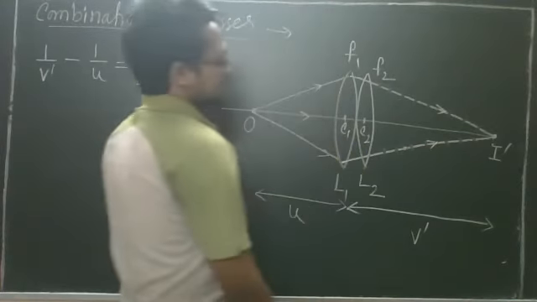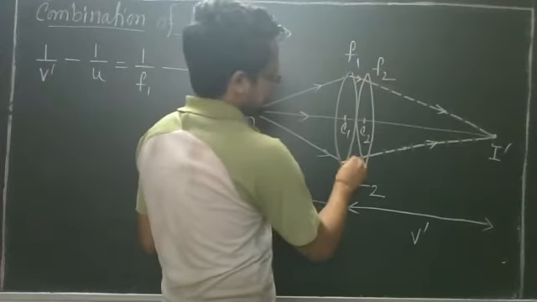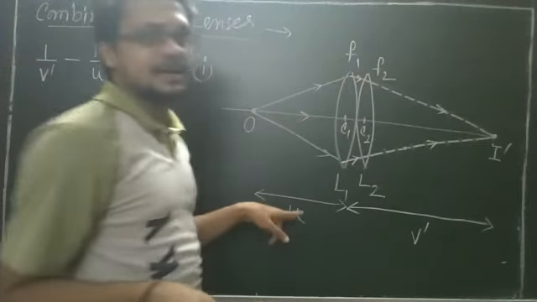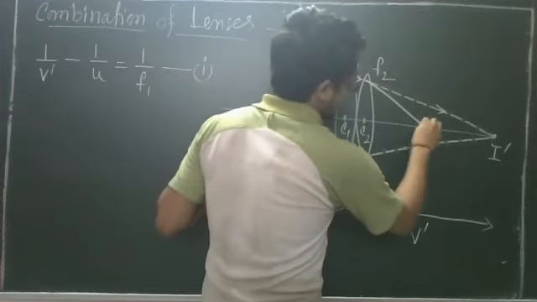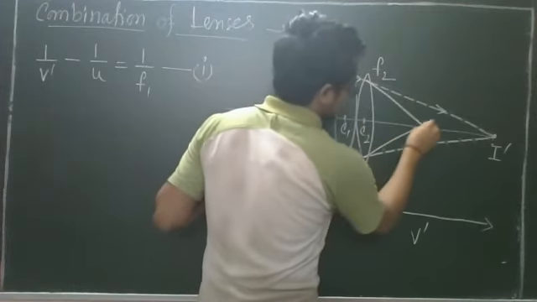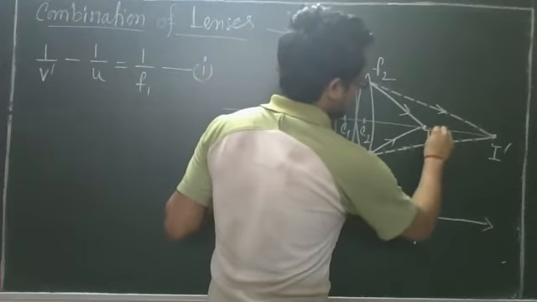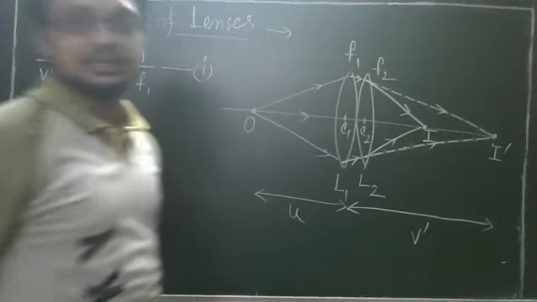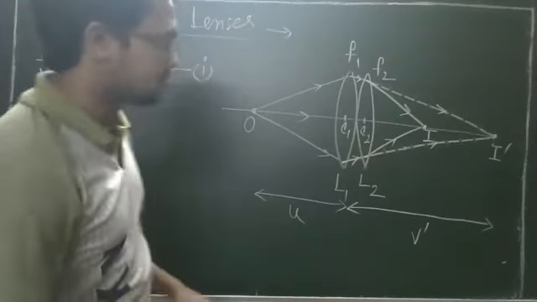Clear. So this is the dotted line. When the ray is incident on the second lens, the second lens will bend the rays quickly towards the principal axis. At this point, we will get the image due to the lens combination.